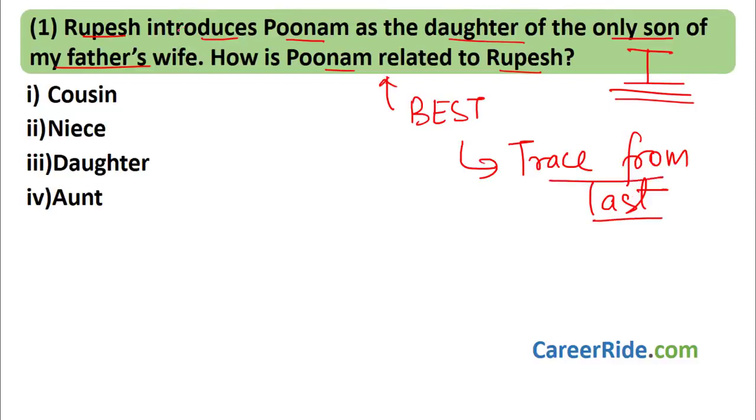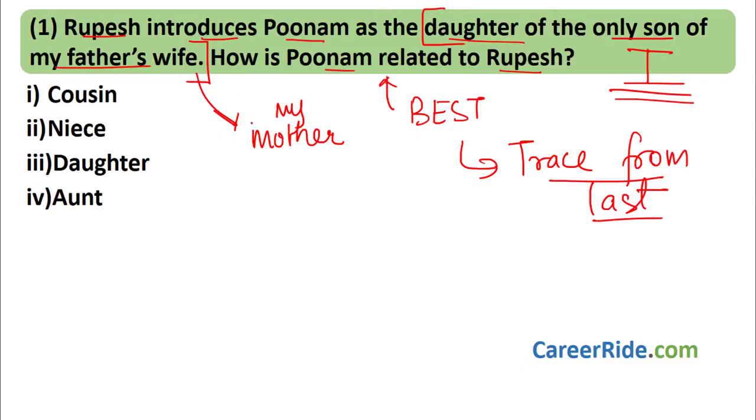Now what is the sentence? Rupesh introduces Poonam as the daughter of the only son of my father's wife. This is the main sentence from where we'll get the relation. What is the last thing? My father's wife. Now instead of Rupesh, consider yourself in the place of Rupesh. So my father's wife is nothing but my mother, okay? My father's wife is my mother. Only son of my father's wife.